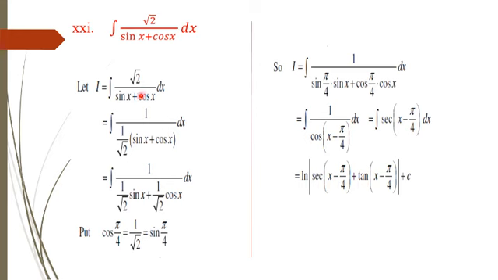Students, there is only one step in this question: when this square root goes to the denominator, it will become 1 over square root of 2. Then open the bracket and put in the formulas. Applying the fundamental law of trigonometry, we know that 1 over cos x is secant x. Applying the integration of secant x, we will get the final answer.